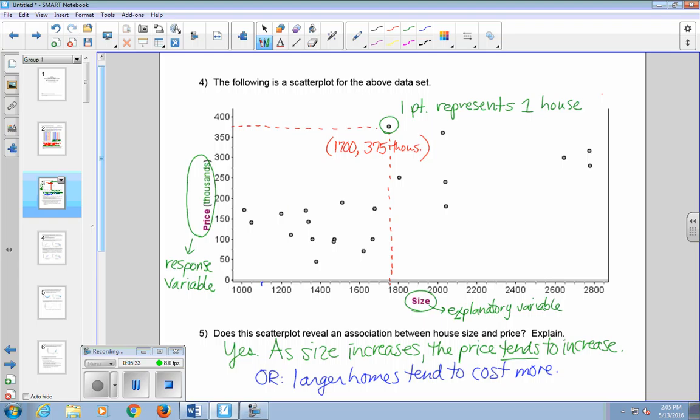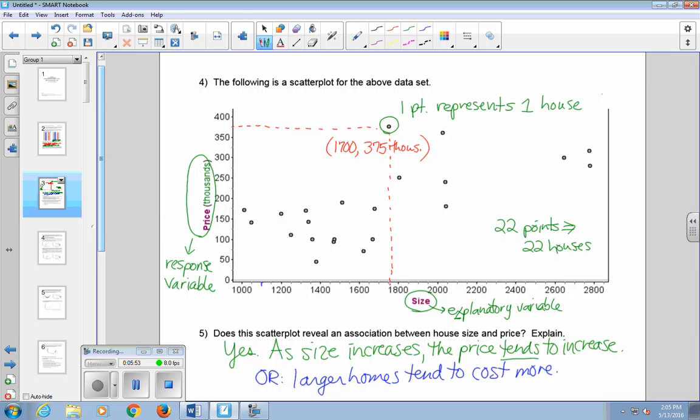All right, second thing on your list, each point represents one observation or one observational unit. So again, if we count the number of points in here, you should find that there are 22. So 22 points in your scatter plot tell us that there are 22 observational units, or in this case, 22 houses in our data set.